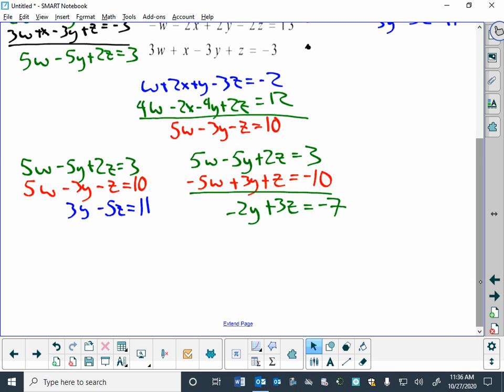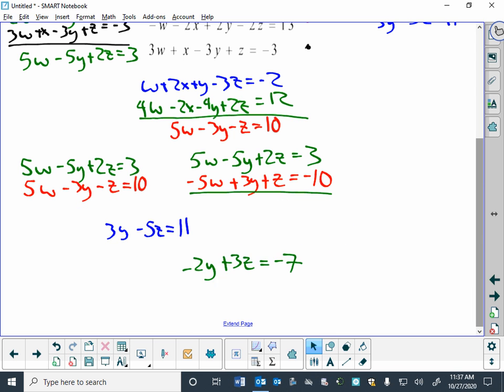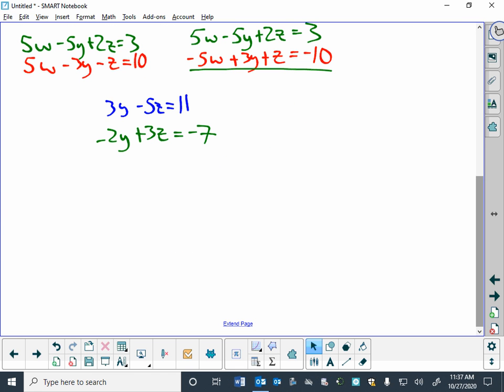And so now I have this blue equation, the 3y minus 5z, and this green equation, and that's two equations and two variables. And this now is sounding very familiar to problems that I've done before. I'm always going to look to see if there's something simplifying that I can do along the way here.